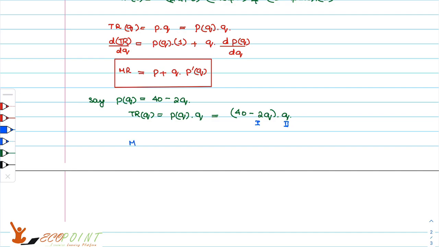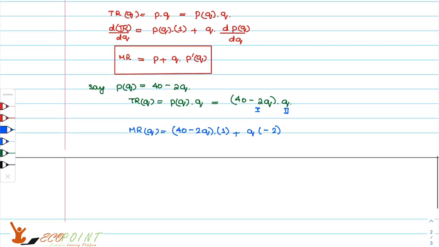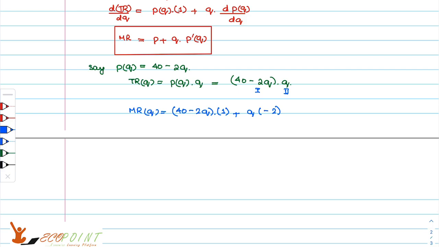So if I want to write what is MR(Q), this is the product of two functions. So first function as it is into derivative of Q with respect to Q, which is 1, plus second function as it is into derivative of first function with respect to Q, which is minus 2. So once you open this up, you'll be getting 40 minus 2Q minus 2Q. So that is 40 minus 4Q.